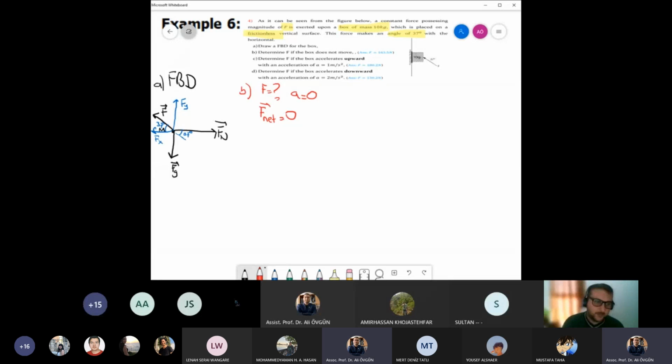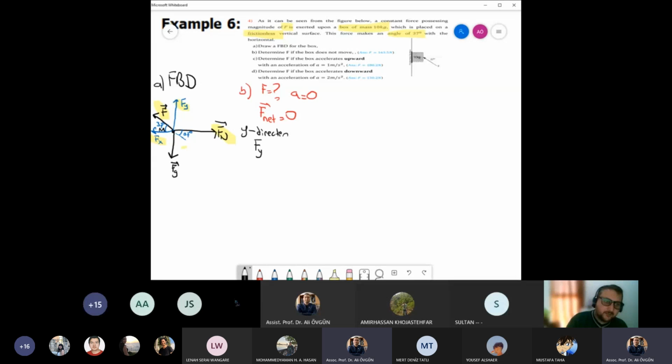Which one is useful to use? You must think about it, because here there are two unknowns. You don't know F, and also you don't know F normal. So there are two unknowns. But in the question, they ask you to find F. Okay, so if you use the x direction, there are two unknowns, Fx and F normal. But if you use the y direction, there is only one unknown, so you can solve it. So I'm going to use only the y direction now.